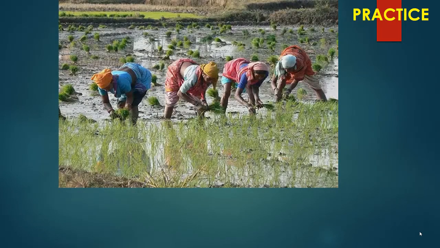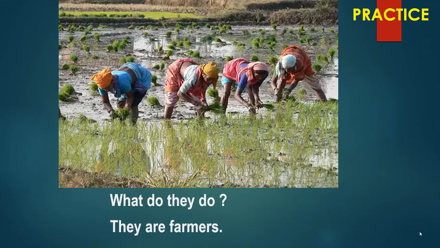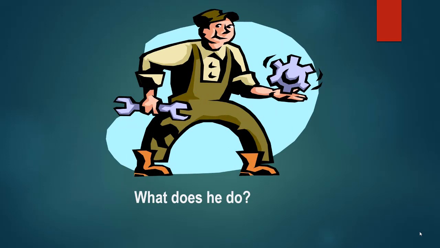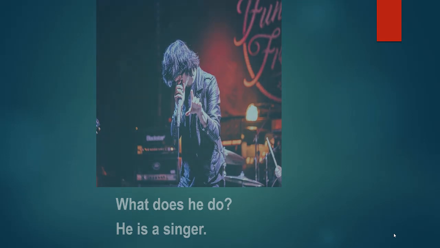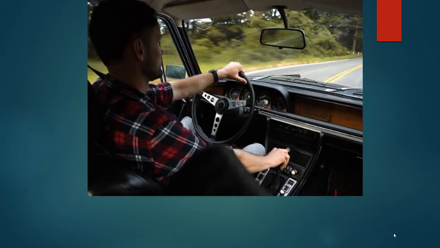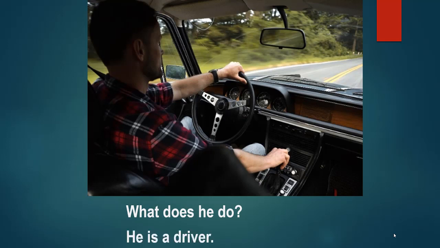Let's practice. Look at the picture and answer the following question. What do they do? Yes, they are farmers. What does he do? That's right. He is an engineer. Next picture. What does he do? Yes, he is a singer. And next picture. What does he do? That's right. He is a driver.